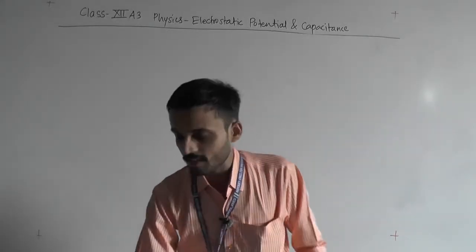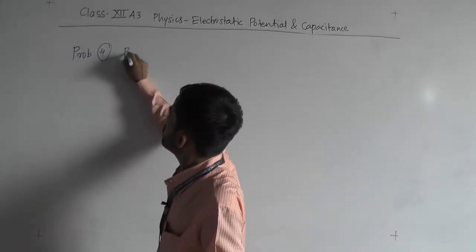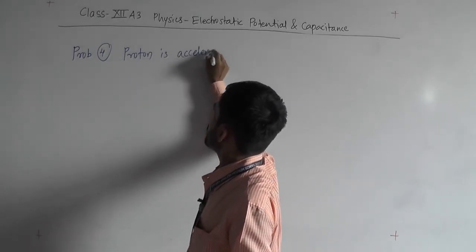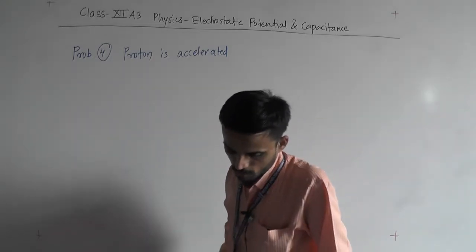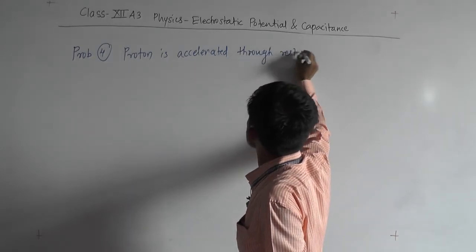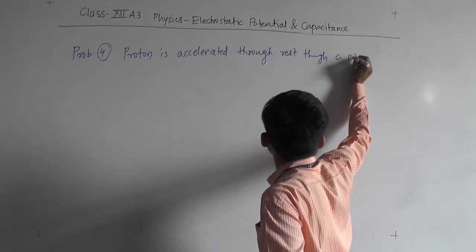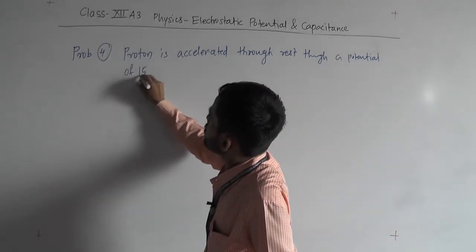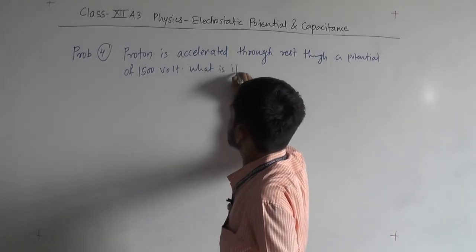A proton is accelerated. Problem number 4. It is the same problem. You also have to do this, and I will help you. A proton is accelerated from rest through a potential of 1500 volt. What is its kinetic energy?